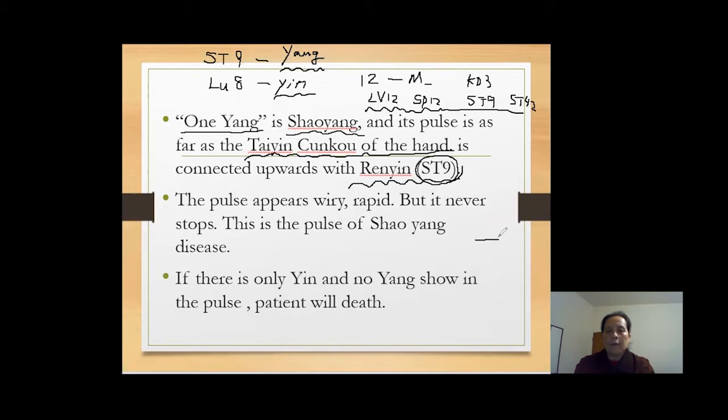Another way we separate yang pulse and yin pulse: when we talk about the pulse at Cun Kou, we have cun, guan, chi there. Guan is the gate. The cun pulse has a relationship with the upper body, so that belongs to yang pulse. And the chi position has a relationship with the lower body, so that belongs to yin pulse. So we have different ways to separate yang pulse and yin pulse.